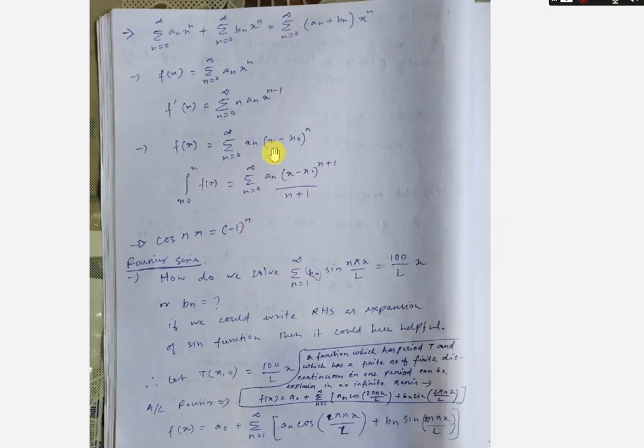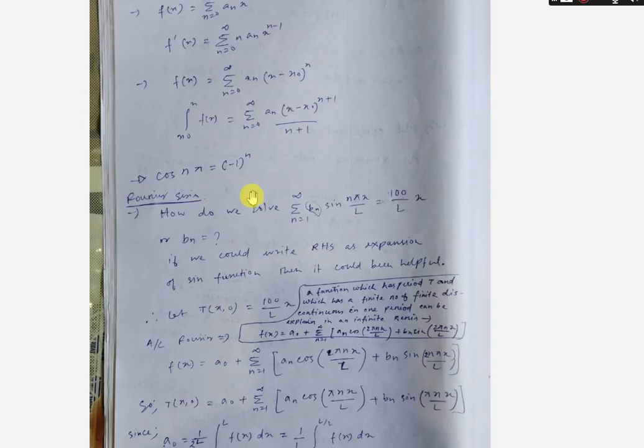These are some important things you need to remember: if f of x is summation 0 to infinity a_n x to the power n, then f dash will be n a_n x to the power n minus 1. But we can also write it in terms of a_n (x minus x_0) to the power n, and then we can differentiate it. But if we integrate it, then it will be a_n, because we integrate with respect to the variable x, so a_n (x minus x_0) to the power n plus 1 divided by n plus 1. And cos n pi is equal to minus 1 to the power n.